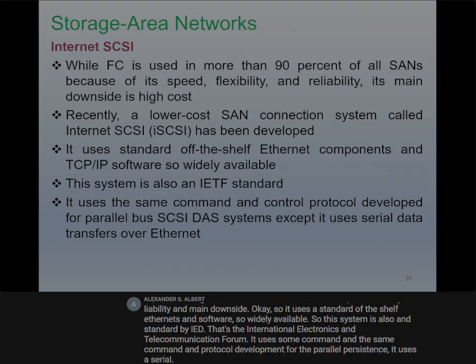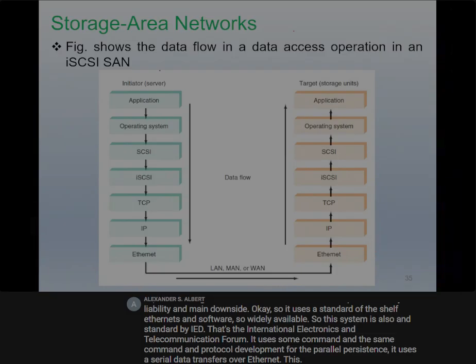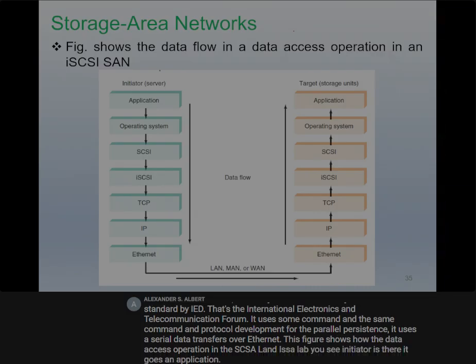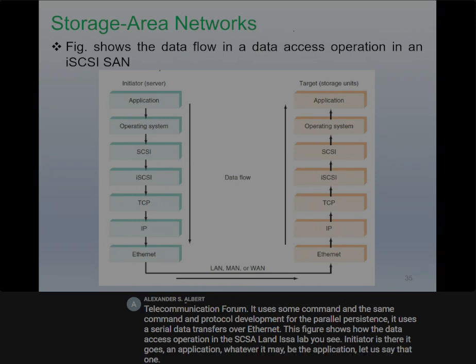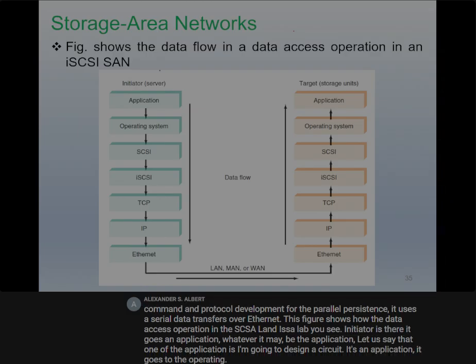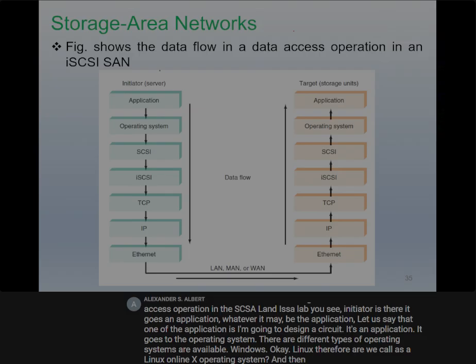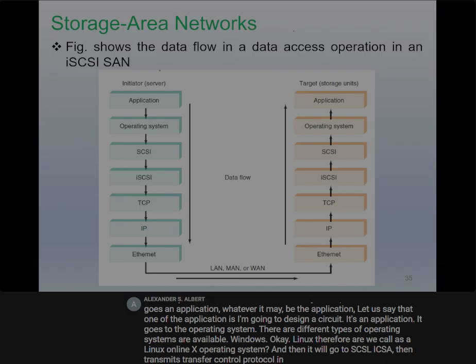It uses serial data transfers over Ethernet. This figure shows how the data access operation works in the iSCSI LAN. You see, the initiator is there. It goes to the application, whatever the application may be. Let us say one application is that I'm going to design a circuit. It goes to the operating system. There are different types of operating systems available, Windows, Linux. Then it goes to SCSI, iSCSI, then Transport Control Protocol, Internet Protocol, and then reaches the Ethernet.